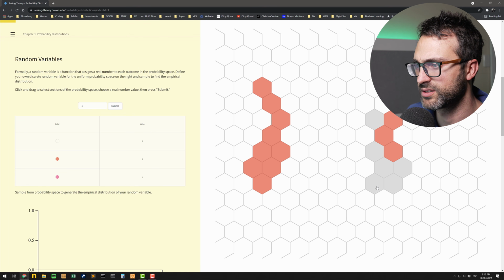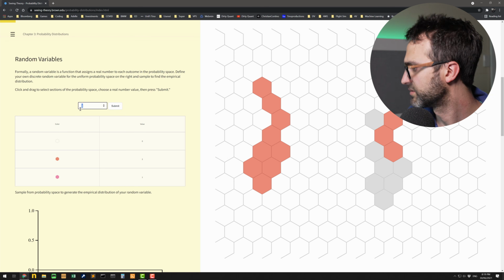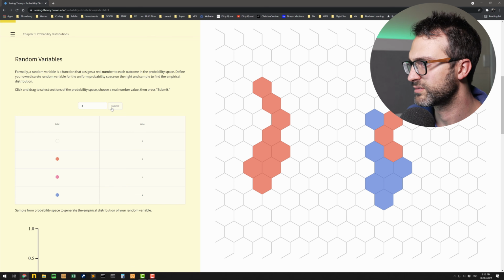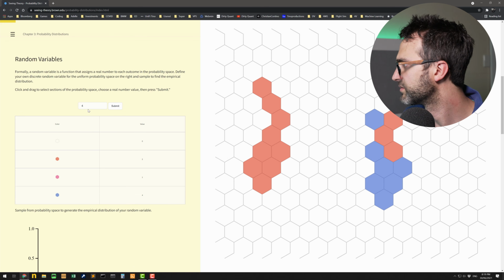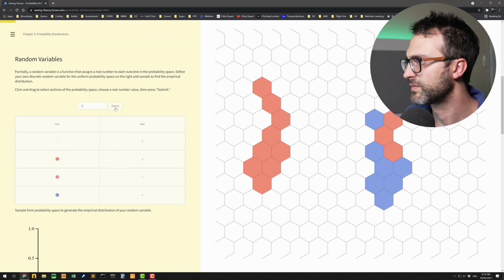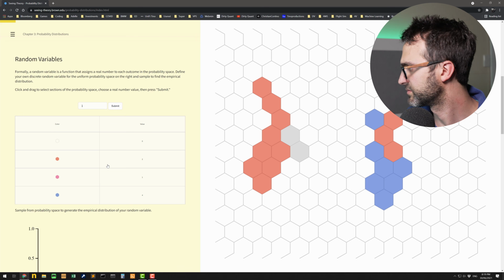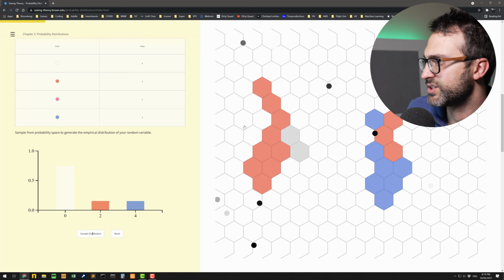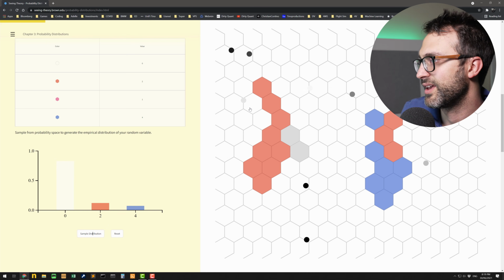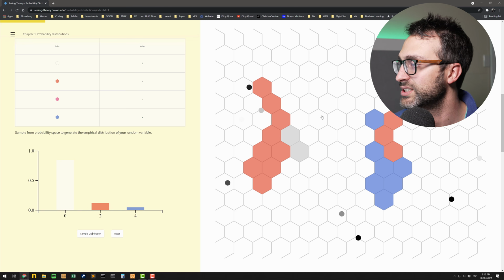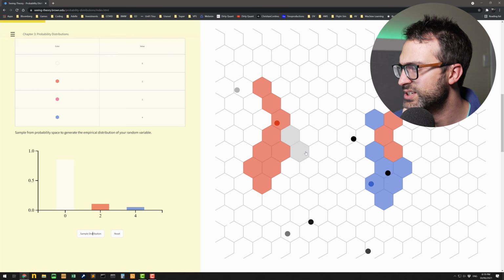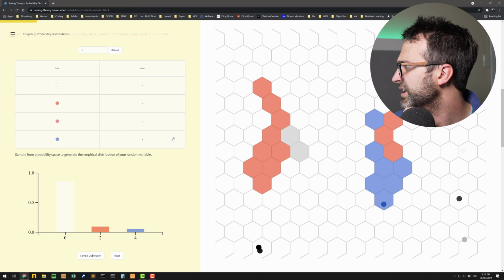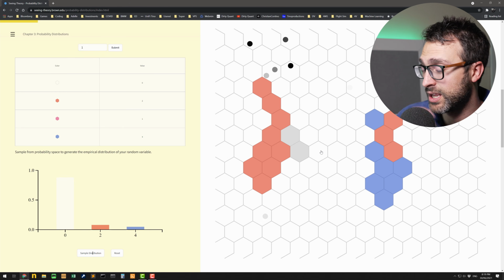What am I supposed to do here? Sample distribution. I've got these colors. Okay, that's starting to make sense. All right, so I've got these three colors: red, gray. This wasn't very clearly explained. Okay, red, gray, and blue.